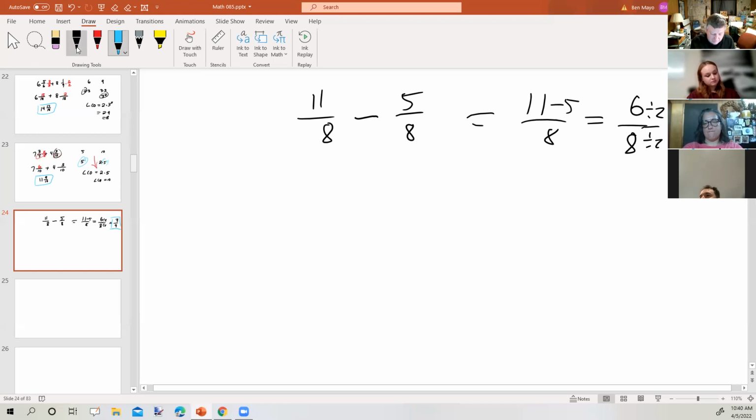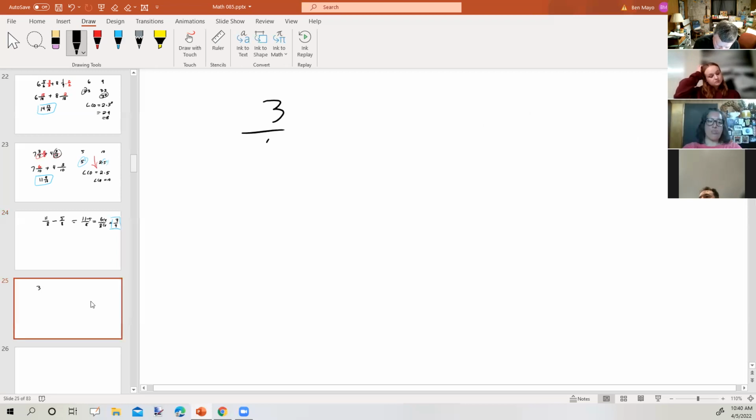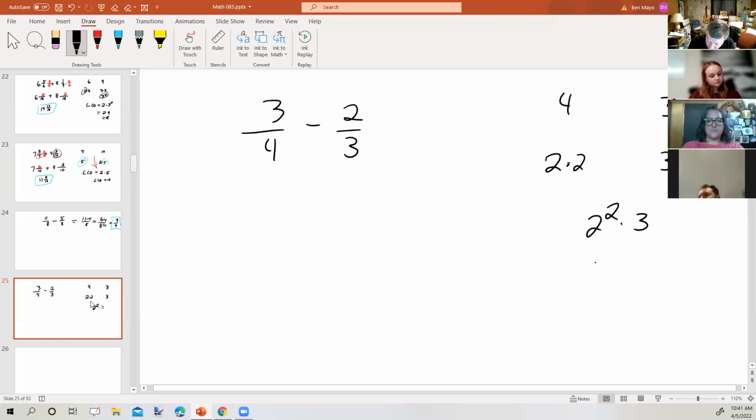Any questions there? All right, next example, we have 3/4 minus 2/3. We don't have the same denominator, so we need to find the least common denominator of 4 and 3. 4 is 2 times 2 as its prime factorization, and 3 is just 3 because 3 is prime. So we need the highest power of 2 times the highest power of 3. So in this case, it's the product of the two denominators. That's not always the case though, okay?